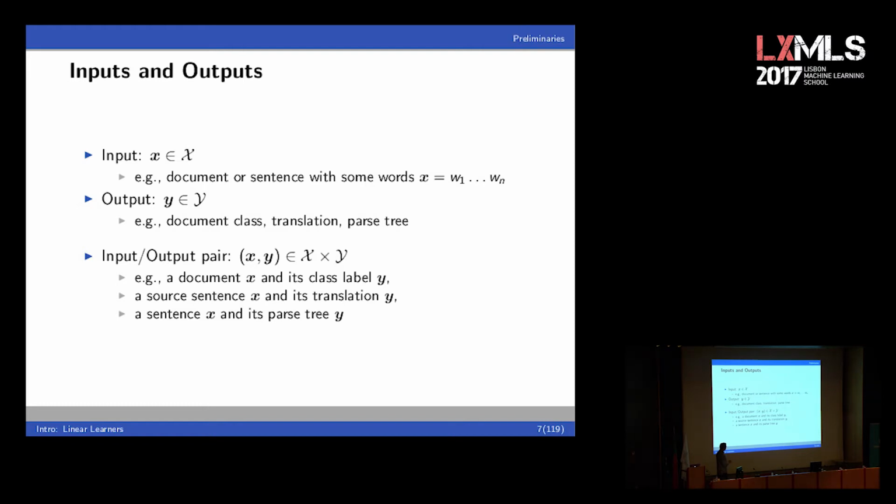Okay. So our definition of inputs and outputs: we have pairs of inputs, like documents or sentences for natural language processing, and our outputs you can think of as structured outputs or as classes, and more than one class or more than two classes, like a document class, like politics, sports, finance.